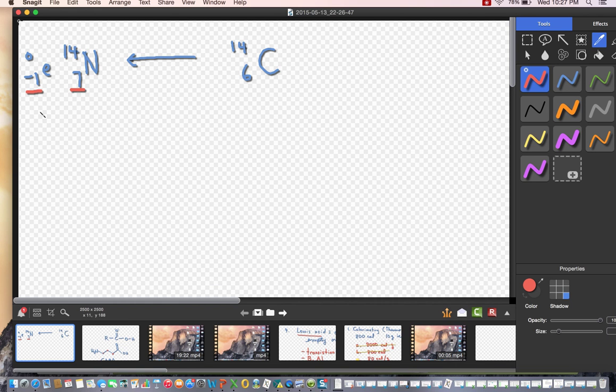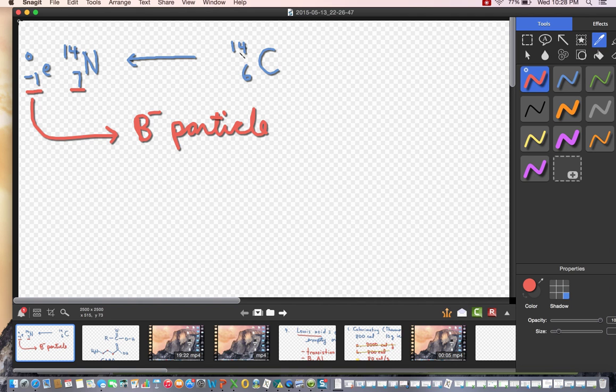This is called a beta particle. So a beta particle is another name for an electron. This is called beta decay, when I take a neutron and break it down into a proton and an electron. So the number of nucleons stays the same.